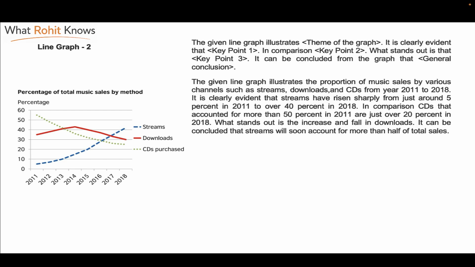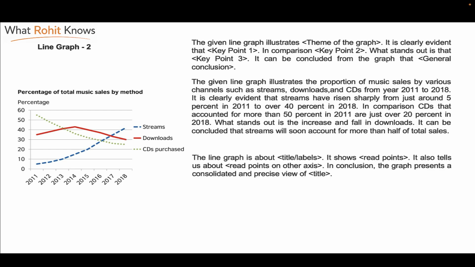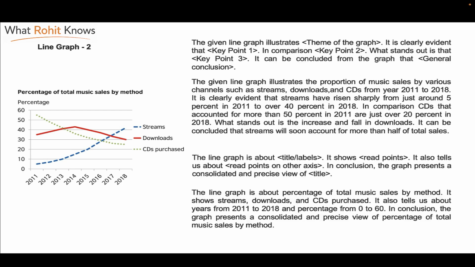And then in comparison, CDs that accounted for more than 50% in 2011 are now just over 20% in 2018. And then what stands out is the increase and fall in downloads. Finally, our general conclusion: it can be concluded that streams will soon account for more than half of total sales. Now, let's say you are not able to do this. So let's look at the simple template. The line graph is about, just read the title, percentage of total music sales by method.